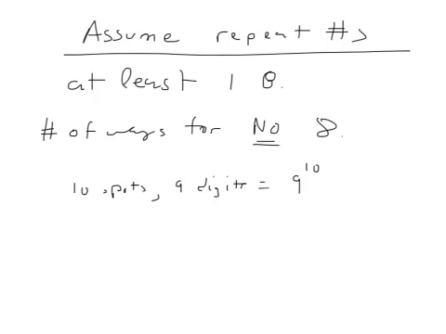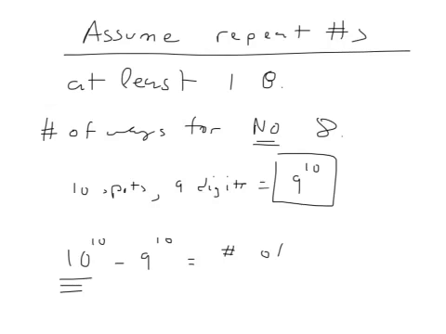So that's all the ways that you get no 8s, and 10 to the 10th are all the ways that you can get any combination. So any combination minus the combination where you get no 8s is going to equal the number of ways for at least 1 8.